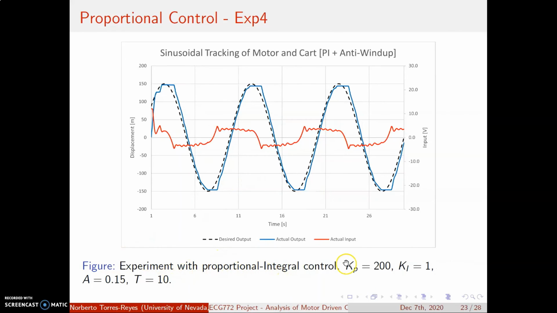And experiment 4, this one has a PI control. These are the ones shown in the simulation results. Kp equals 200, Ki equals 1, A equals 0.15, and period equals 10 seconds. And if you look at the nonlinear model in the simulation results, you get the same flat top peaks, and you get some steady state error as predicted. And you could look at the input voltage. It looks similar to what is predicted by the nonlinear model.